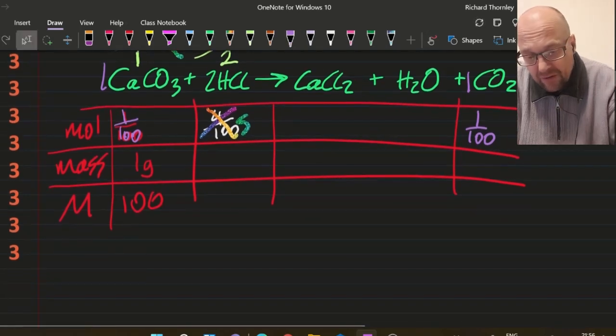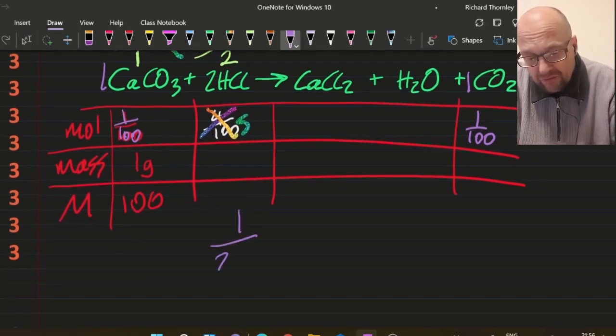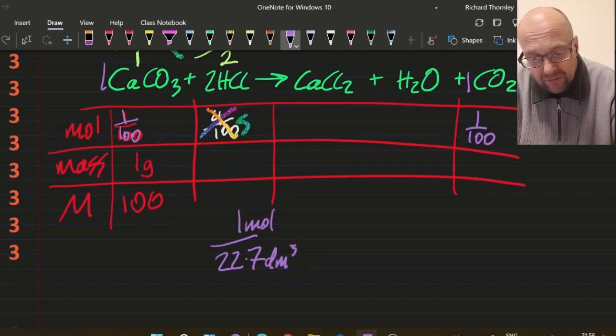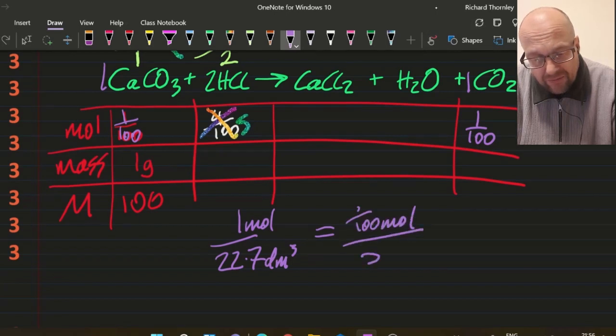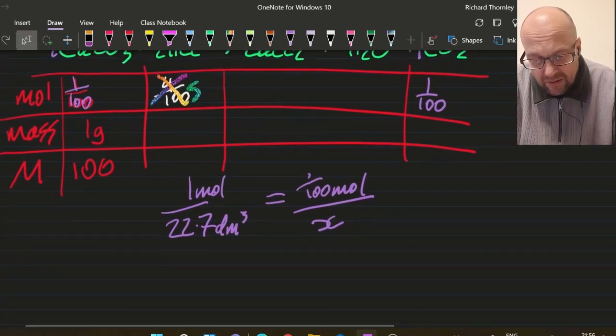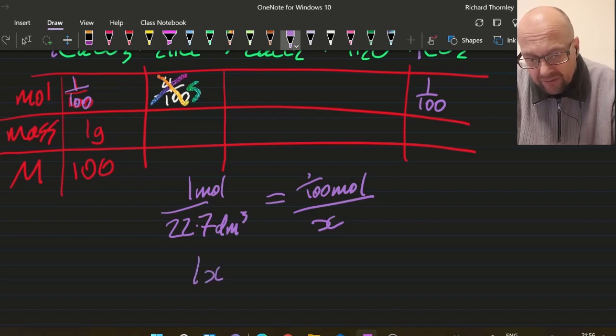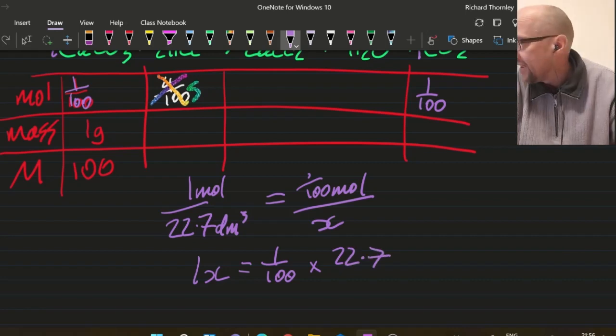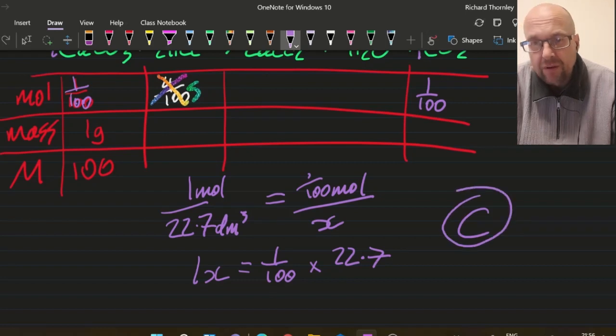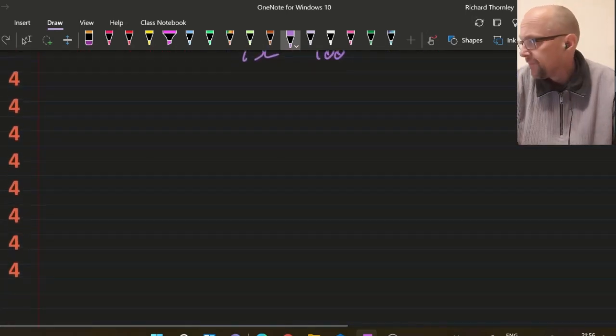Well, I happen to know that 1 mole is 22.7 decimeters cubed. It's in the question. And I've got 1/100th of a mole, and I want to know the volume of that. So that's the unknown x, my volume. So 1x is 1/100 times 22.7, and that is C. Yeah, 3 is C. Let's hope some of the other questions are a bit quicker.